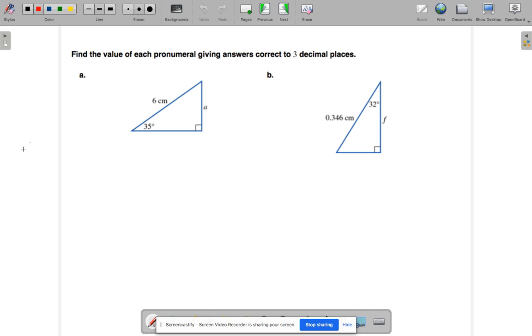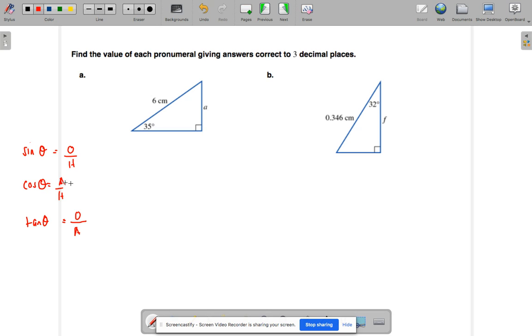In this video, we're going to look at how to find sides of right-angled triangles. So you'll recall we had those three ratios. Sine theta equals opposite over hypotenuse. Cosine theta equals adjacent over hypotenuse. And tan theta equals opposite over adjacent. Okay, so let's make that a little bit clearer.